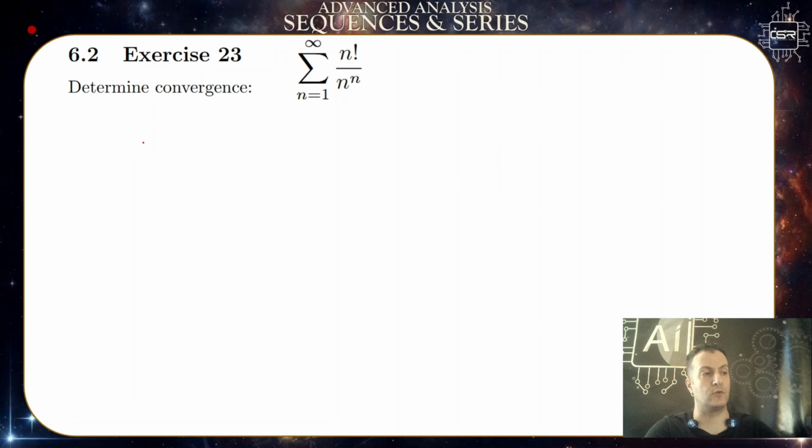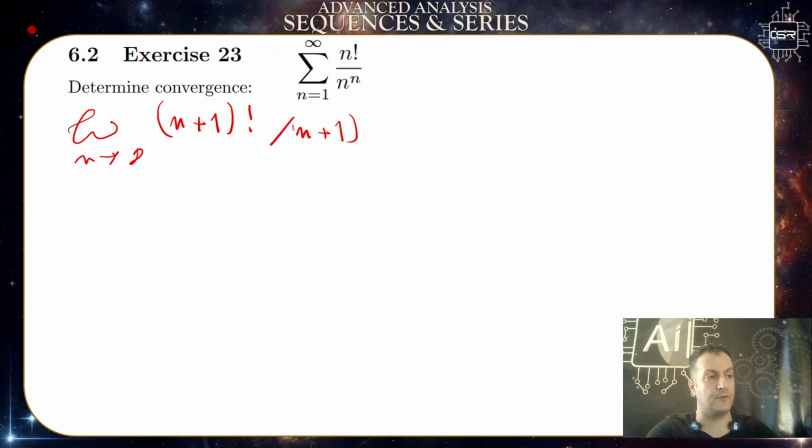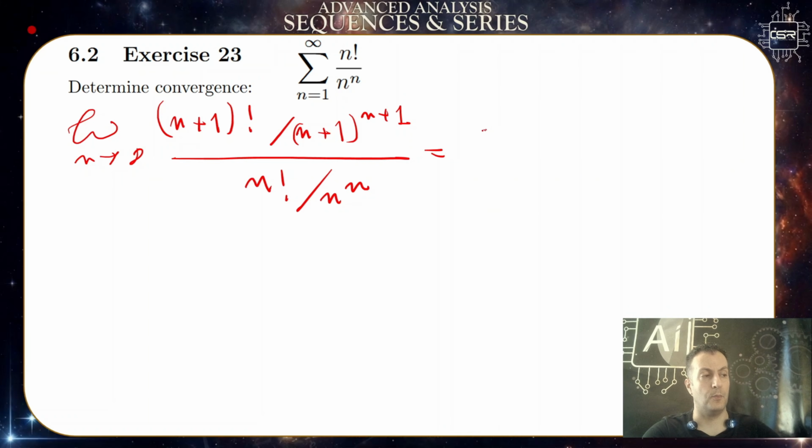Number 23: the sum from n equals 1 to infinity of n factorial divided by n to the power of n. Let's find out whether it converges using also the ratio test. So it is the limit as n approaches infinity of (n plus 1) factorial divided by (n plus 1) to the power of n plus 1, over n factorial divided by n to the power of n, equal. Now, by the way, (n plus 1) factorial is equal to (n plus 1) times n factorial.